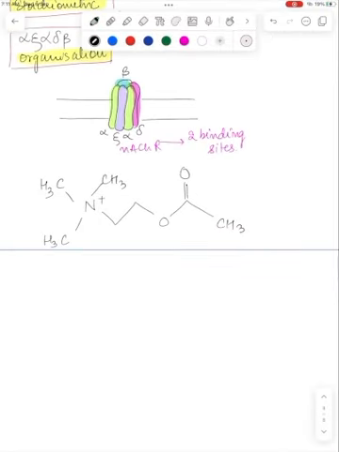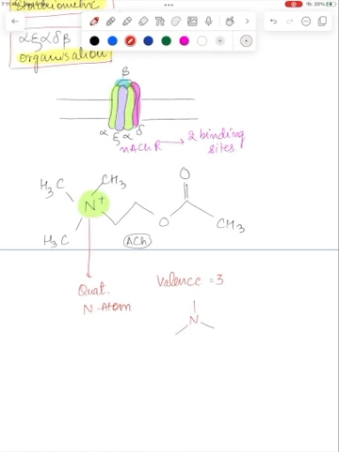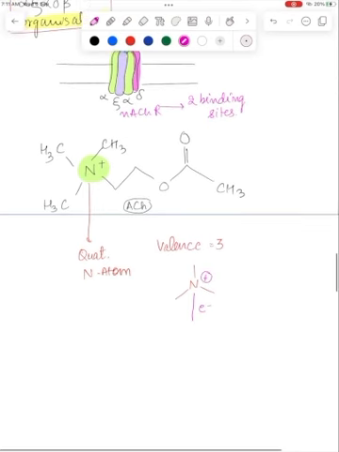So this is the structure of acetylcholine. Now the important thing to focus on here is the presence of this quaternary nitrogen atom. This is called a quaternary nitrogen atom. Now we know that the valency of nitrogen is 3. So that means nitrogen can only form 3 covalent bonds. If it is forced to form a 4th bond, it has to sacrifice its electron. If it loses an electron, it acquires a positive charge. And the presence of this positive charge is a critical feature of the acetylcholine molecule.